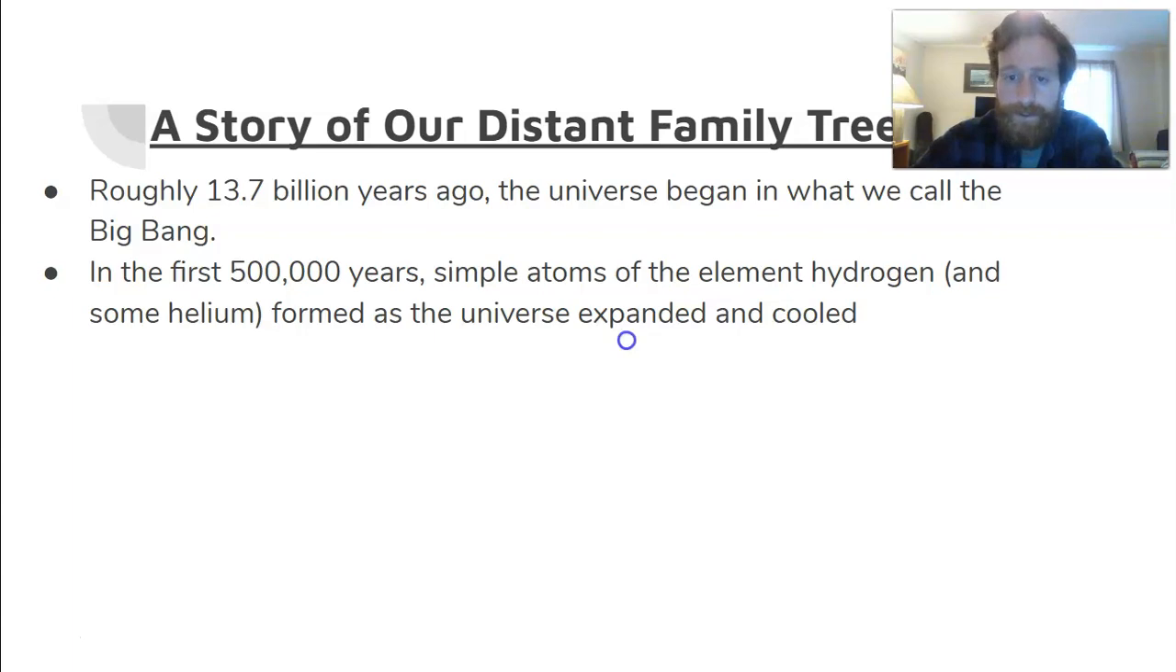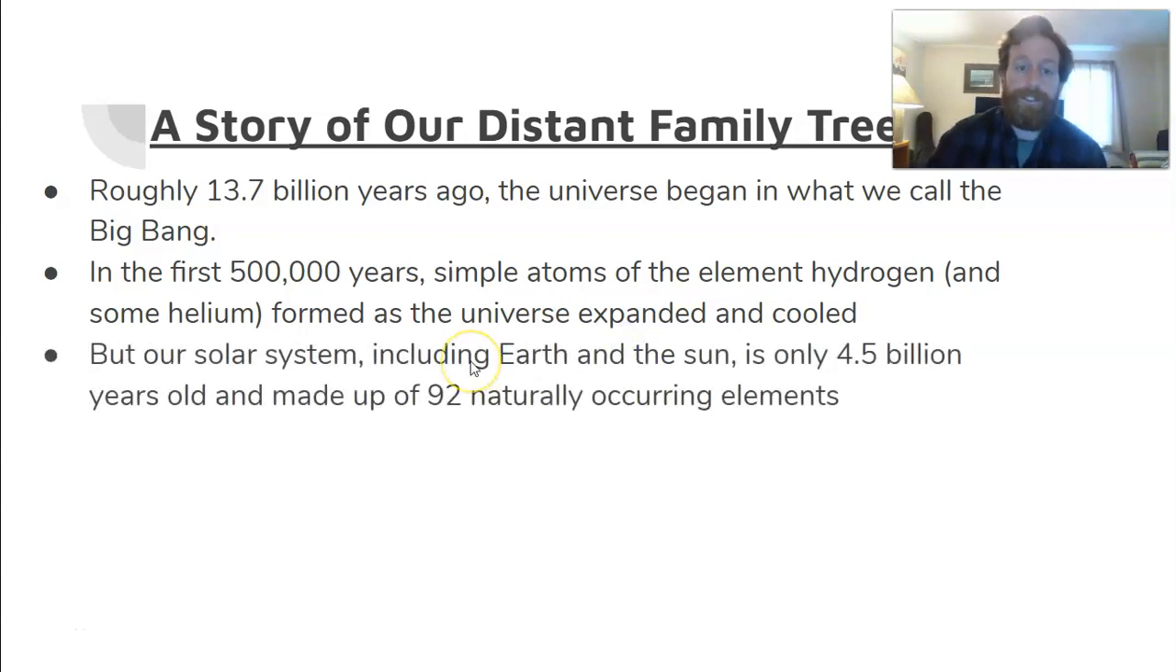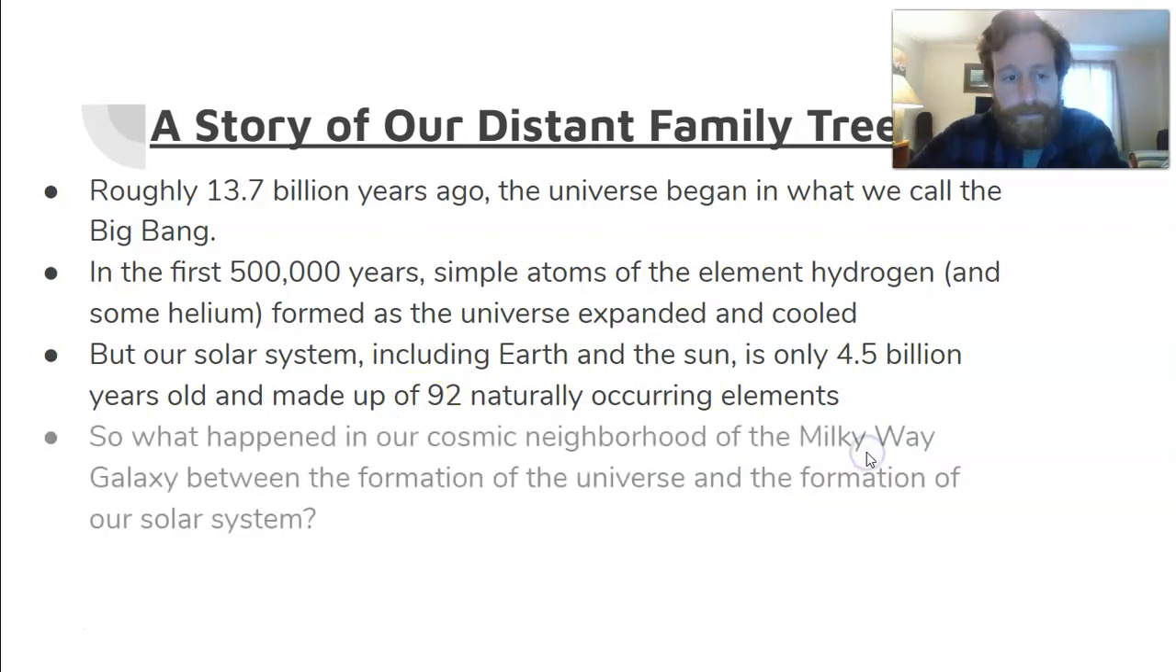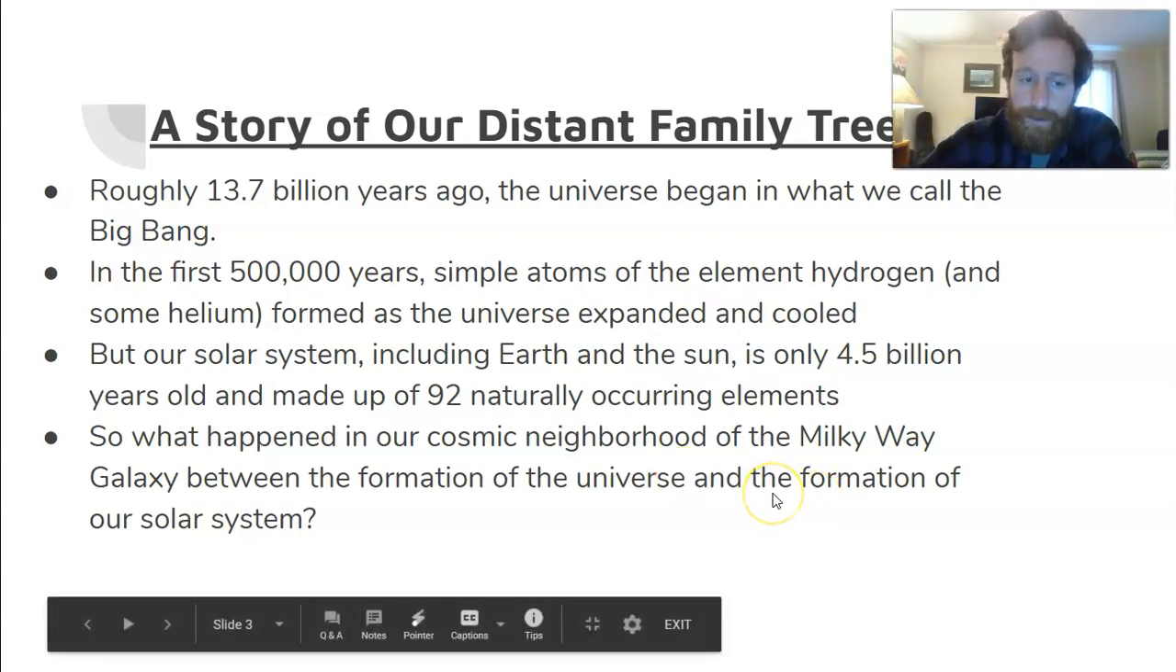expanded and cooled. But our solar system, including Earth and the Sun, is only about 4.5 billion years old and made up of 92 naturally occurring elements. So that might beg the question for you, as it does for me, what happened in our cosmic neighborhood of the Milky Way galaxy between the formation of the universe and the formation of our solar system?